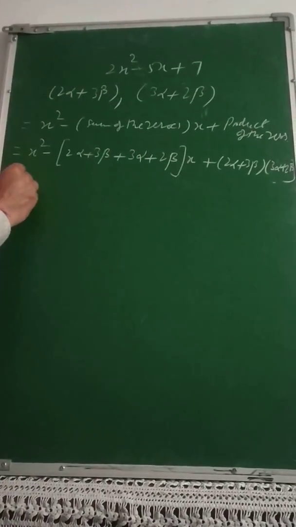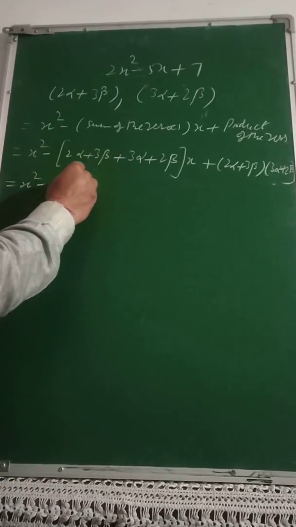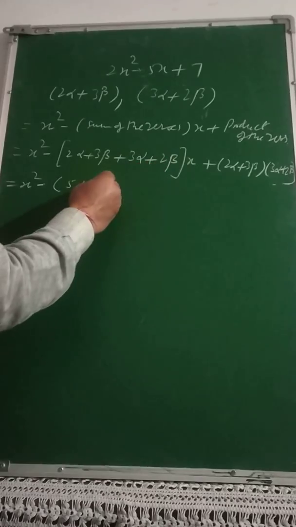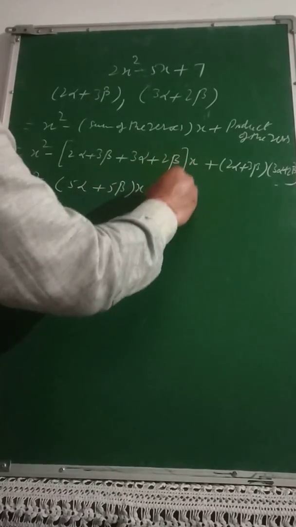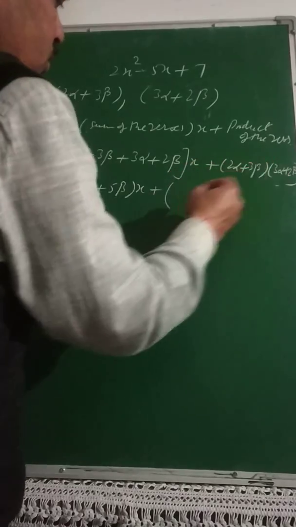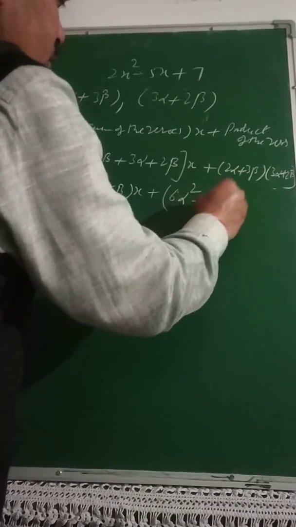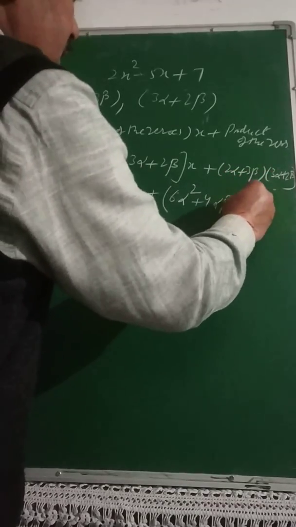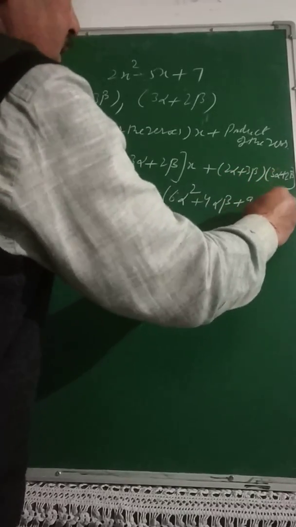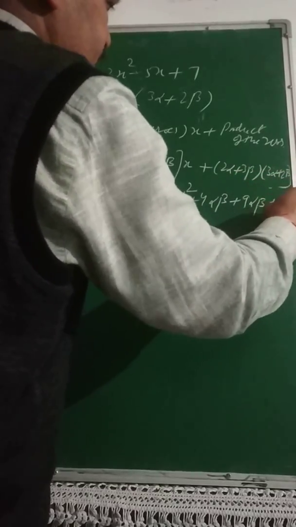Whatever the zeros are given there. Here, x square minus, you see 2 alpha plus 3 alpha is 5 alpha, 3 beta plus 2 beta again 5 beta, into x, and plus if you multiply these, 2 alpha into 3 alpha makes it 6 alpha square, and 2 alpha into 2 beta is 4 alpha beta, plus 3 beta into 3 alpha is 9 alpha beta, plus 3 into 2 is 6 beta square.